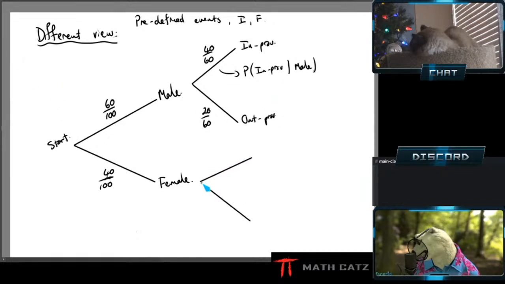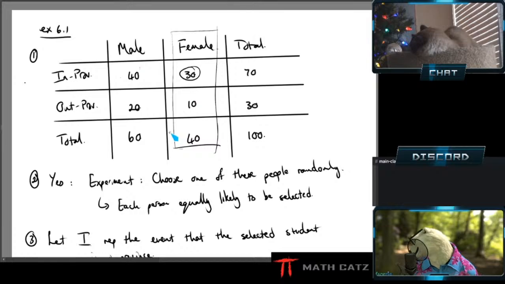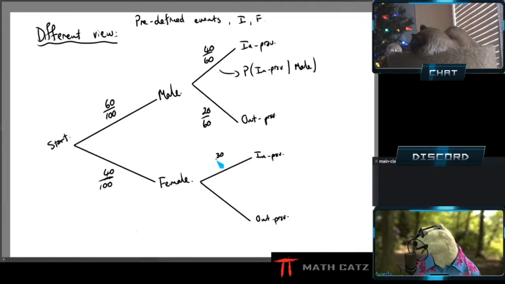Either way, I'm asking the same questions, but different things could happen in the sequence of questions I ask. If my selected person is a female, I will still ask if they're in province or out of province. And they can answer with different probabilities, but it's restricted to the females. From the females, there are 40. 30 are going to answer in province, 10 are going to answer out of province. So the probability of being in province given you're female is 30 out of 40, out of province, 10 out of 40. So now look at this probability, for example.